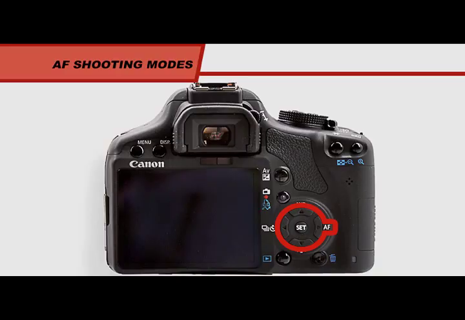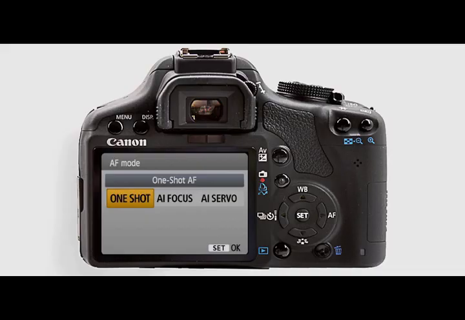Another important principle for taking a great picture is image sharpness. Image sharpness is affected by several things, including camera shake, depth of field, digital noise, and lens focus. In the creative shooting modes, you can access your camera's AF shooting modes. Press the AF drive button to choose your autofocus options. Then use the cross keys to choose One Shot, AI Focus, or AI Servo.